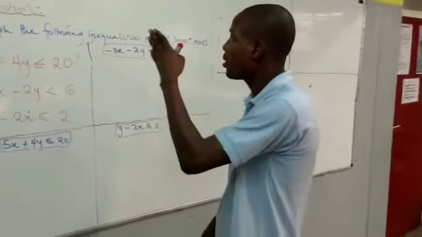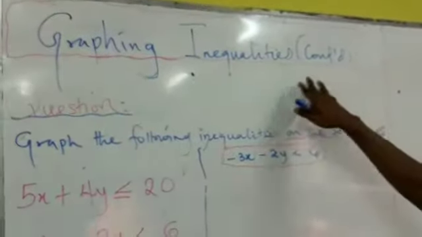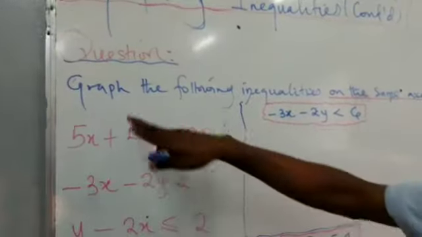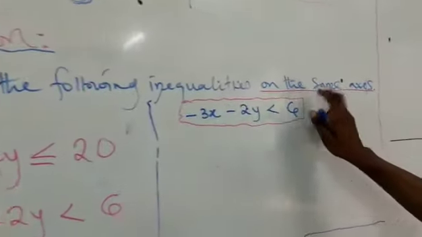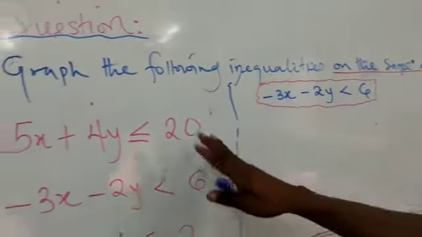Today we're looking at graphing inequalities. We're continuing with what we did in our last class. Let's look at this question. It says graph the following inequalities on the same axis. On the same axis. And I have three inequalities here.